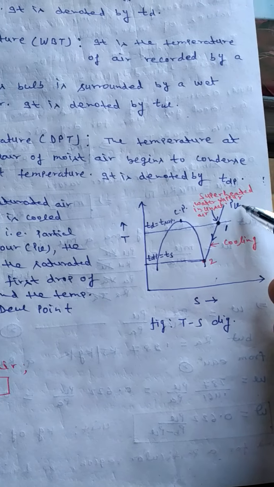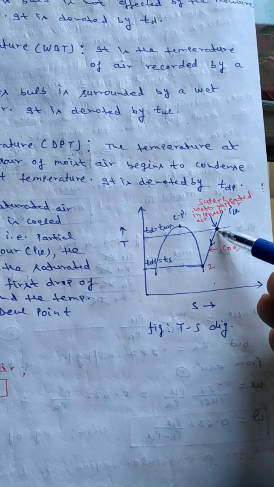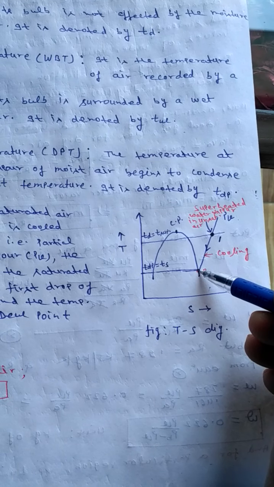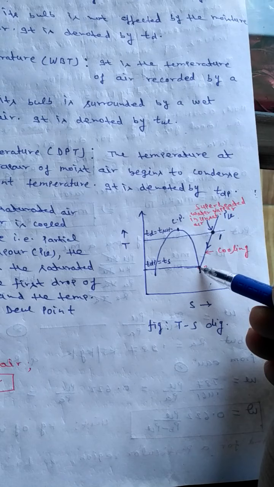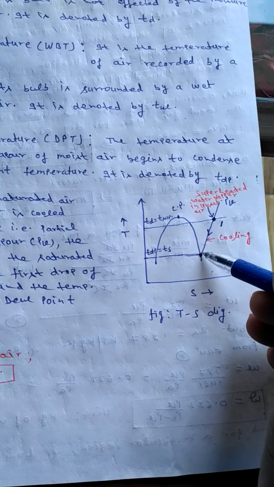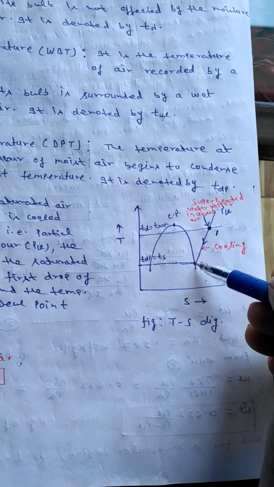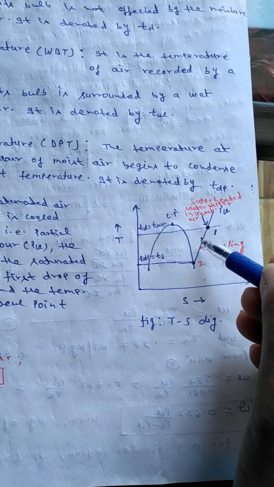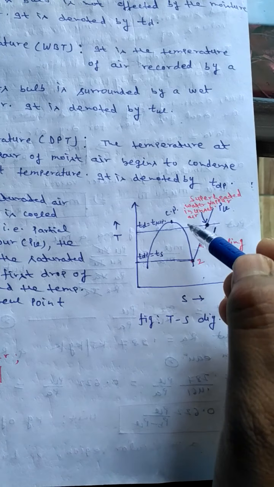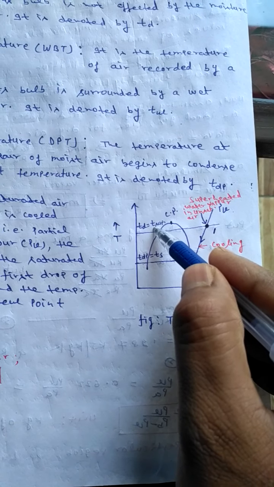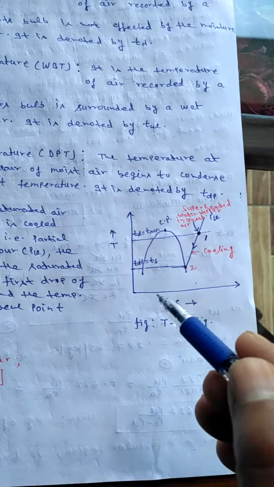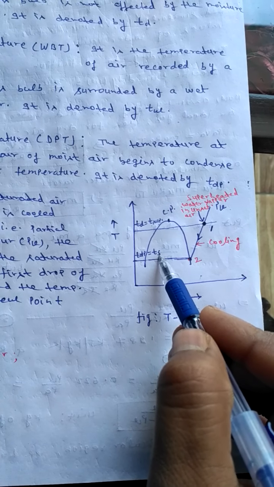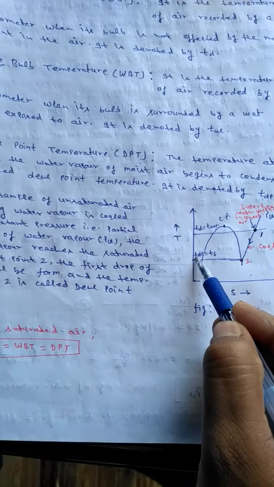If we cool the water vapor at a given partial pressure PV, a stage will come when the first drop of dew is formed. And where the first drop of dew is formed, if we note that temperature, it is called dew point temperature. So in this condition, we are at dry bulb temperature, the superheated temperature of water vapor, and this point is at the saturated vapor line, so this is the saturation temperature, and it is also called the dew point temperature.